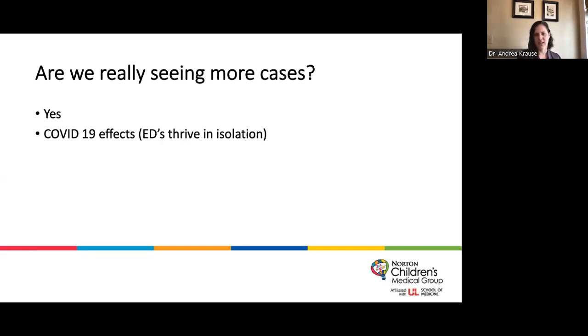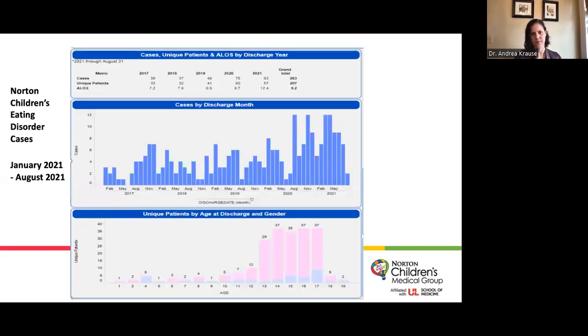But then studies, too numerous to talk about, have looked at and shown increasing cases in general. I think that's because eating disorders thrive in isolation, we do know that. And then there's larger, more unfettered access to social media, and that's certainly not helping things either. And it doesn't seem like things are slowing down.